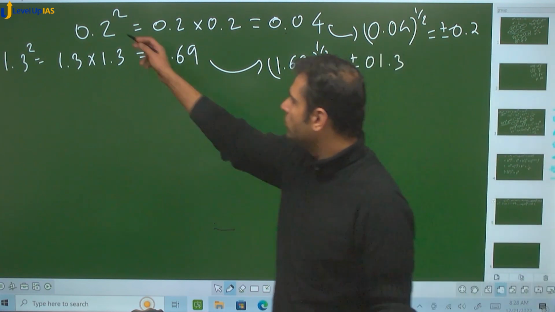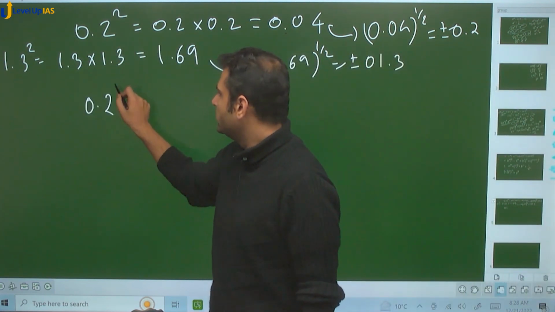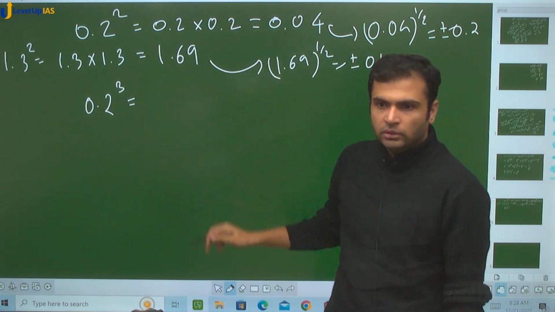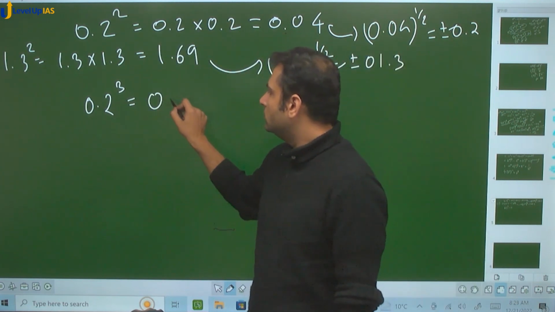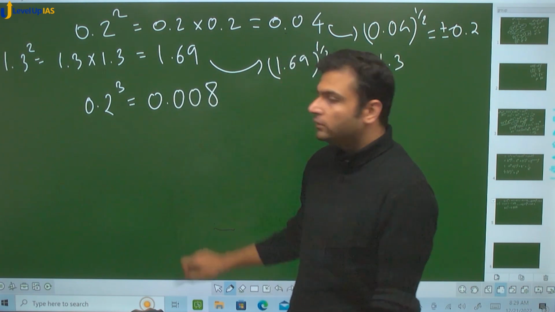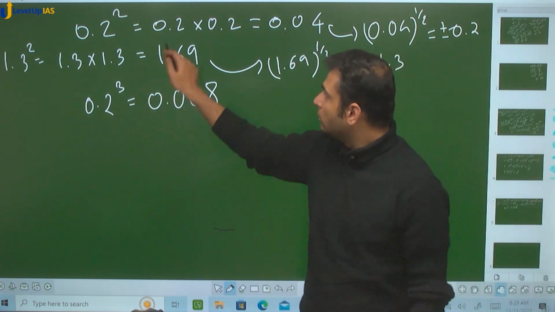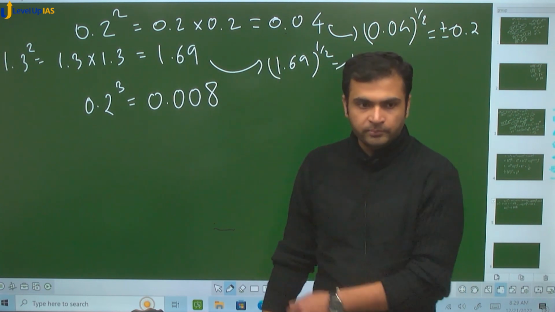Similarly, we can do it for cube. Here we took square. What would be there for cube? 0.2 into 0.2 into 0.2. It would be 0.008. Three decimals would be there, 0.2 into 0.2 into 0.2.